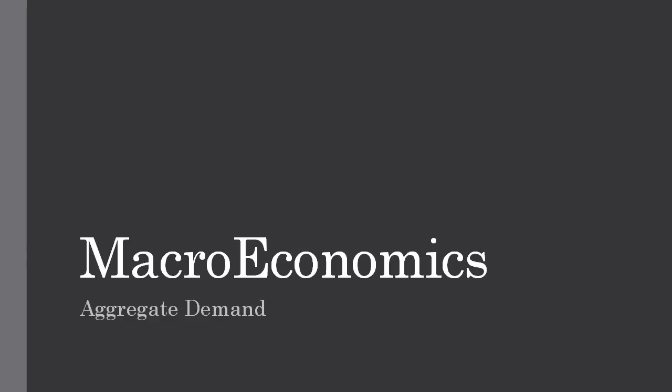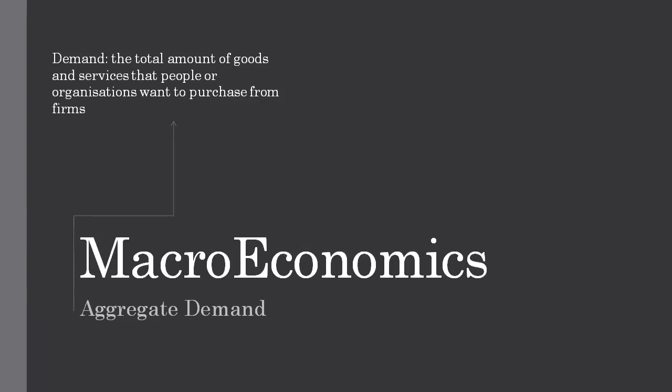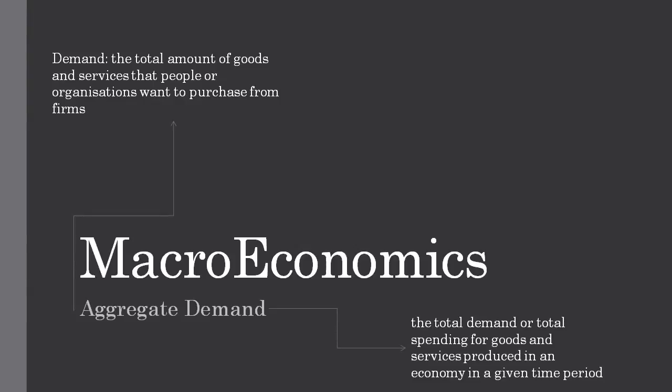In this episode, we are going to be covering aggregate demand. In economics, demand refers to the total amount of goods and services that people or organizations want to purchase from firms. And therefore, in an economy, aggregate demand is the total demand or total spending for goods and services produced in an economy in a given time period. This is typically a year.